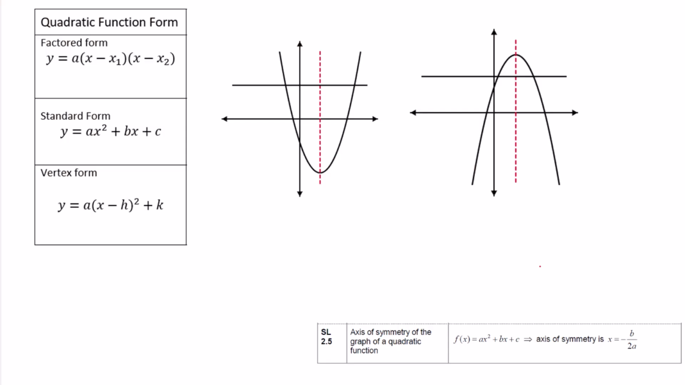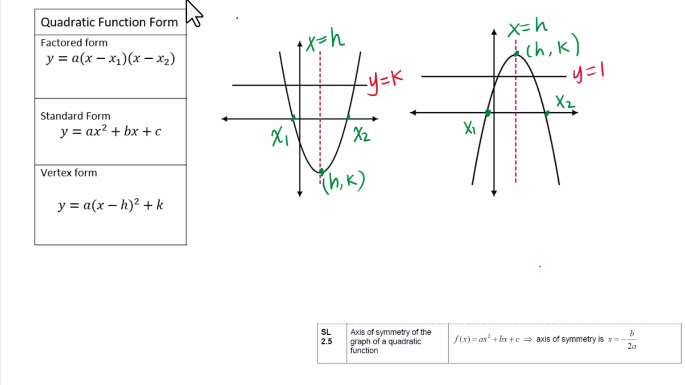This video is about three forms of quadratic functions: factored form, standard form, vertex form. Let's label the x-intercepts and a vertex axis of symmetry. y equals k intersects the quadratic function at x3 and x4.